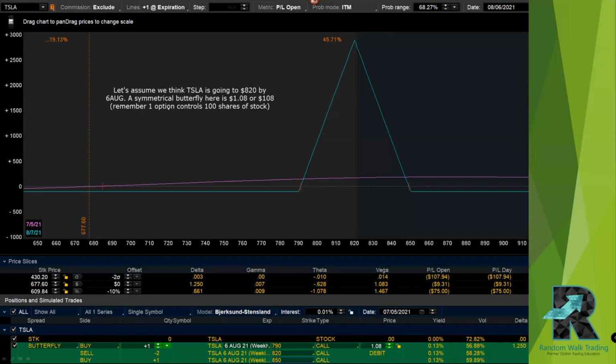Remember, one option contract controls 100 shares of stock. So we can spend $108. Pretty nice risk reward, almost $1 to make roughly a little over $2,500.